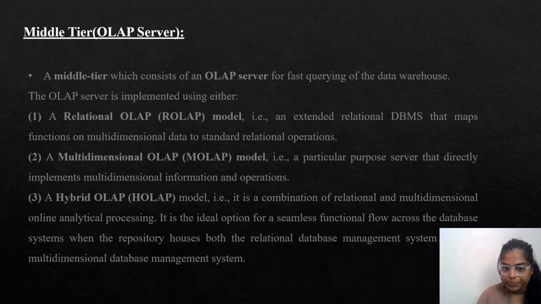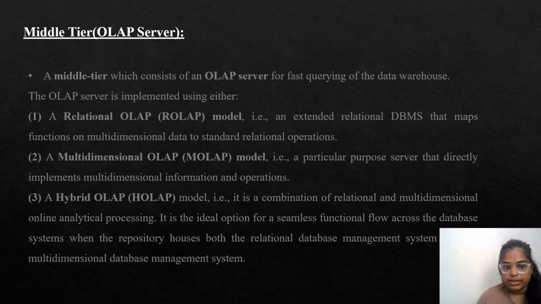Hybrid OLAP is the ideal option for a seamless functional flow across database systems when the repository houses both a relational database management system and a multidimensional database management system. So the middle tier takes the data from the bottom tier, gives the data to the particular servers for a particular purpose, then takes the output from those servers and gives the data to the output, which is nothing but the top tier.